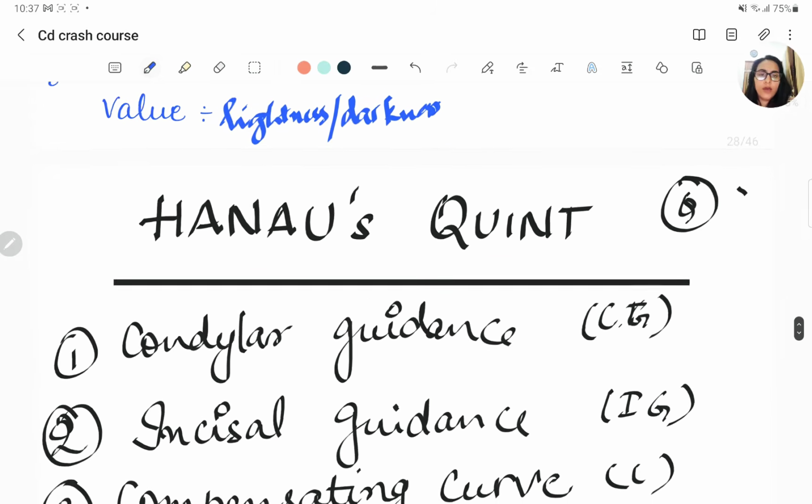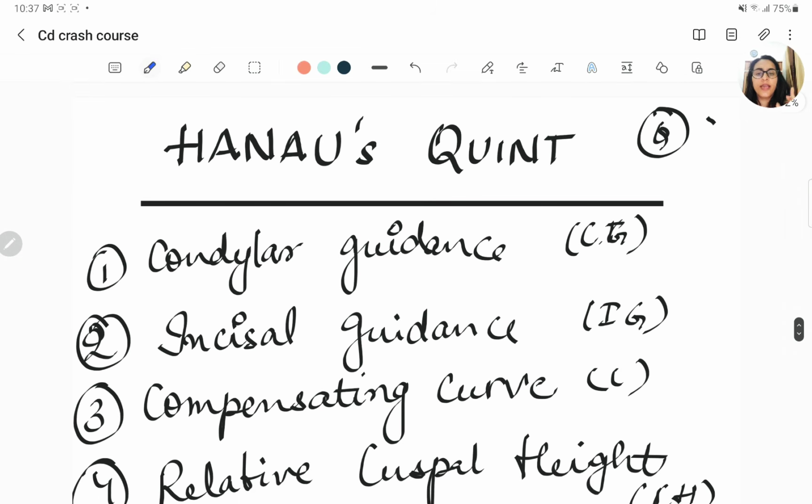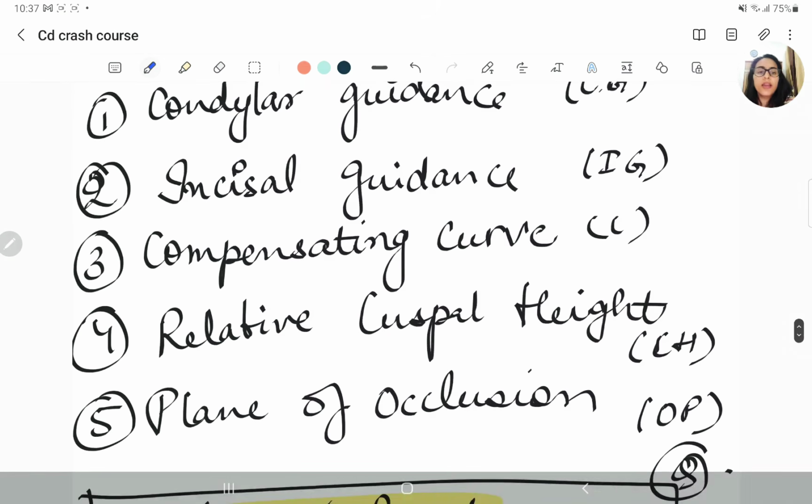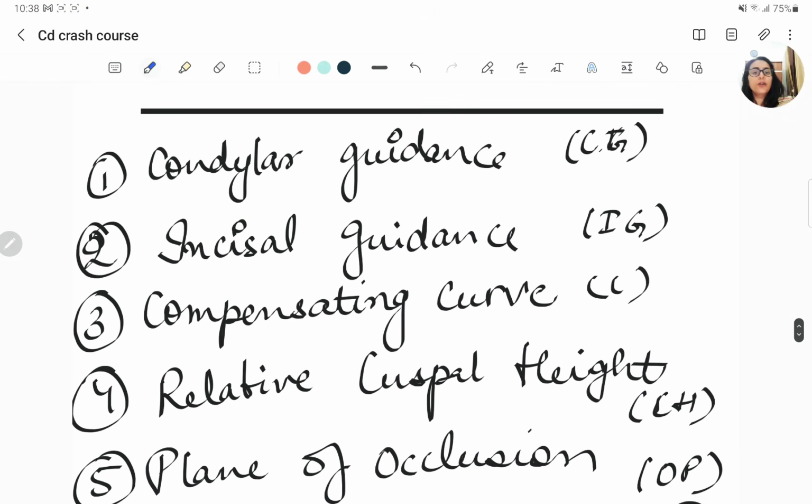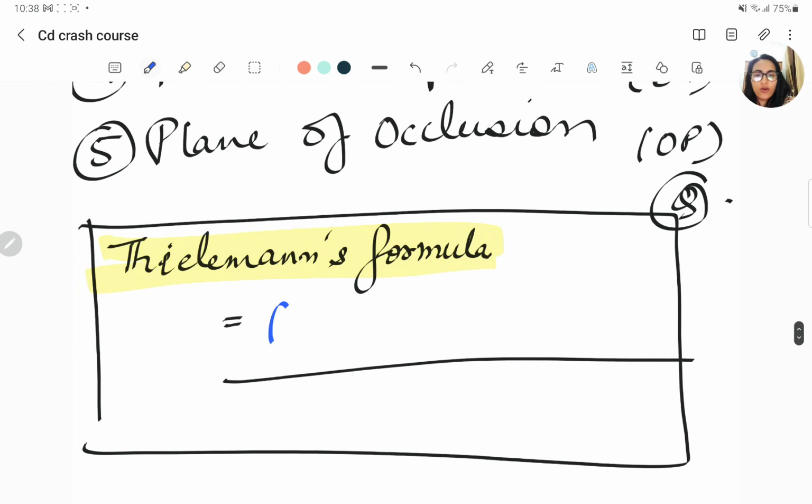Then we have Hanau's quint. We have 5 factors: condylar guidance, incisal guidance, how the condyle is guided, how the incisal teeth are guided, what are the compensating curve, the curve of Spee, relative cuspal height, what is the height of the cusp which we give, and the plane of occlusion, how is the plane of occlusion. These are the 5 Hanau's quint factors, and the Thielemann formula is upper 2, so both the guidances, divided by lower 3. So we have condylar guidance into incisal guidance. All the guidances are upper and rest everything is lower.